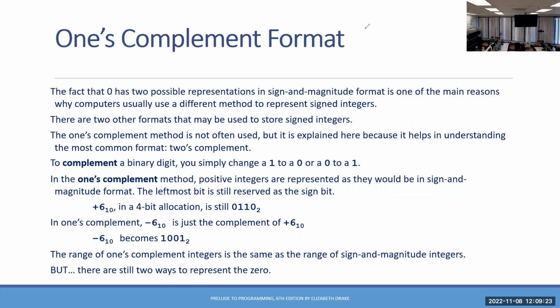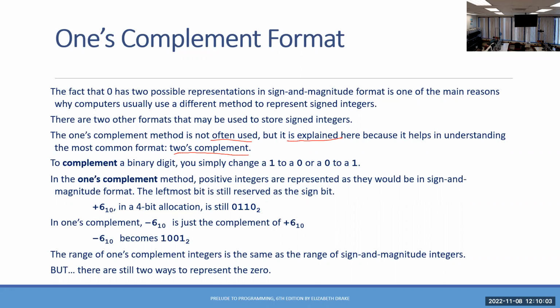Now they come with the idea of the one complement format. Because 0 has 2 possible representations in sign magnitude, it is not used, and they have to use a different method to represent signed integers. There are 2 other formats that may be used to store signed integers. The first one is the one complement method. It's not often used, and you will know why later, but you need to understand it in order to understand the process of the 2 complement.